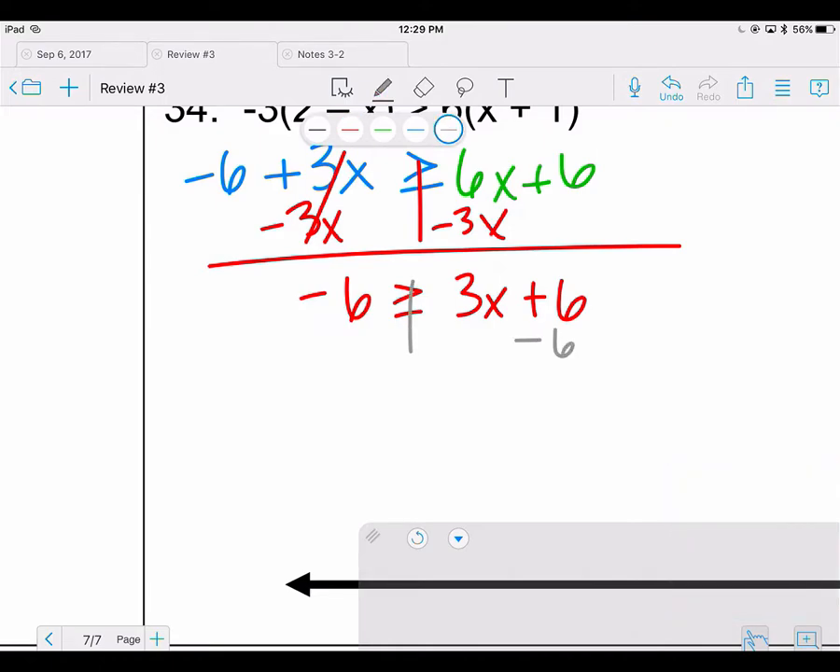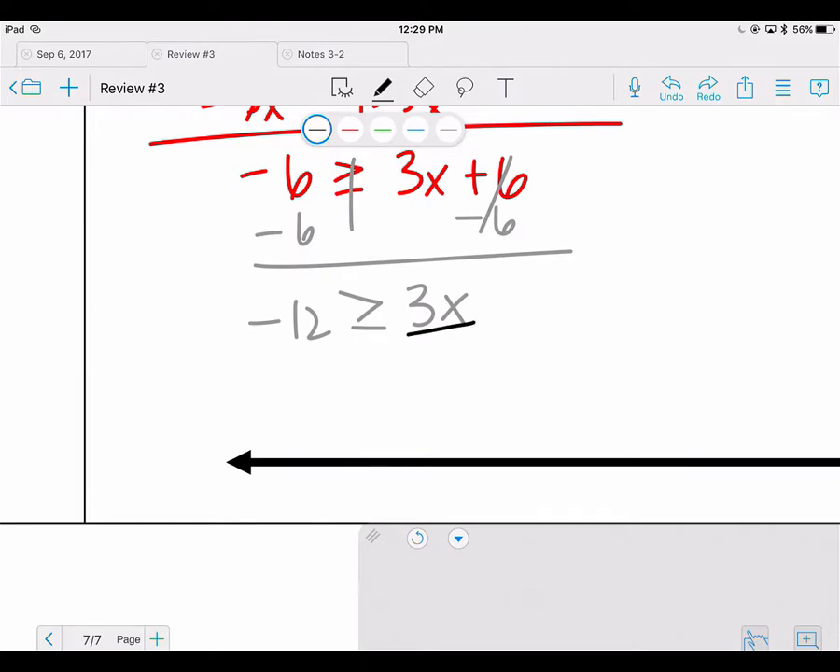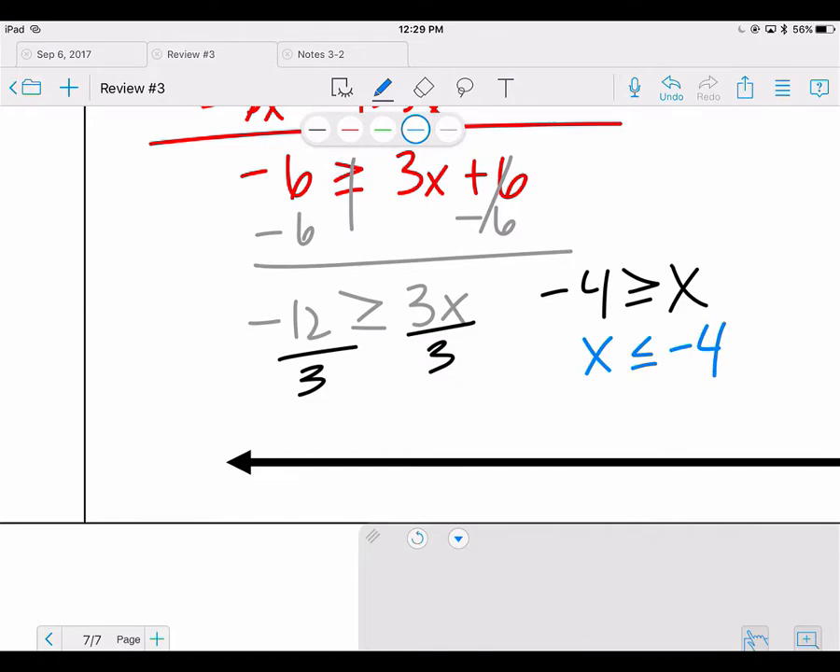Then I subtract 6 from both sides. So -12 is greater than or equal to 3x. And divide everything by 3. So -4 is greater than or equal to x. Remember, we can also flip it to where everything is the complete opposite to graph. I have a filled in bubble, less than goes to the left.